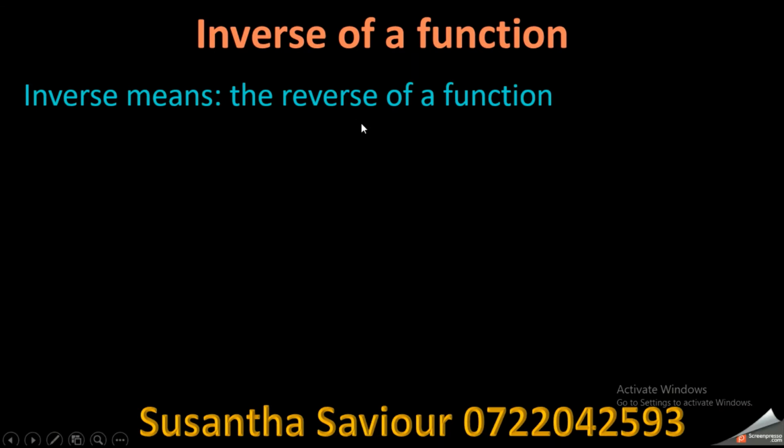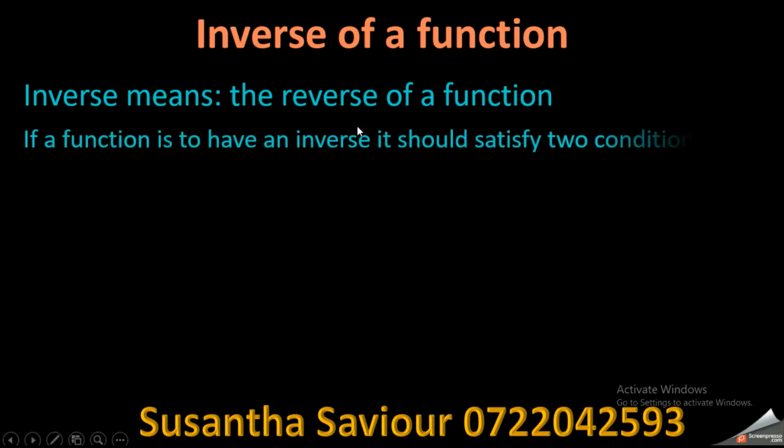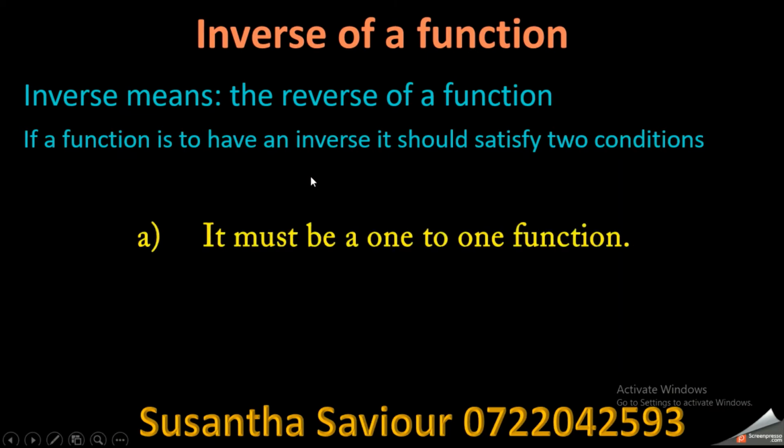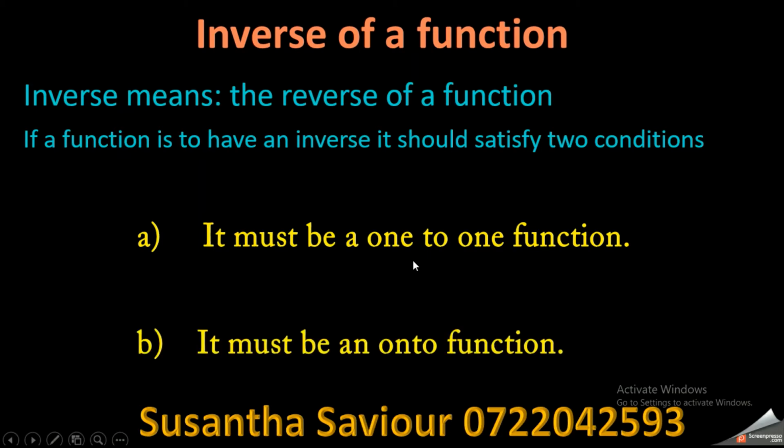Let's see. For a function to have an inverse, it should satisfy two conditions. What are the two conditions? Number one, the function must be one-to-one. Number two, it must be onto. We will discuss this with some illustrations. Right, we'll move on.